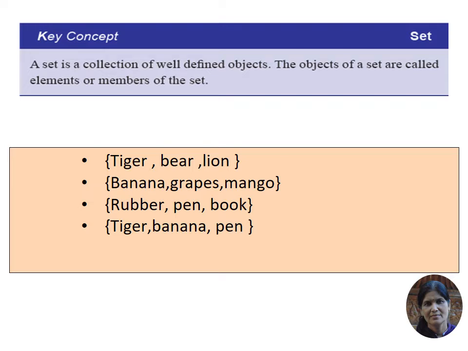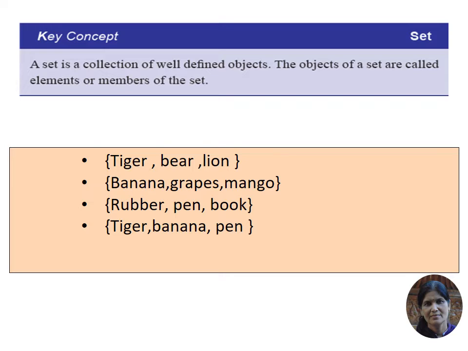First case, I am taking the example tiger, bear, lion. Can you say that it is a set of what? Yes, it is a set of animals. In the second example, I have taken a banana, grapes and mango. So certainly we can say that it is a set of fruits. In the third case, rubber, pen, book. It is a set of study materials.